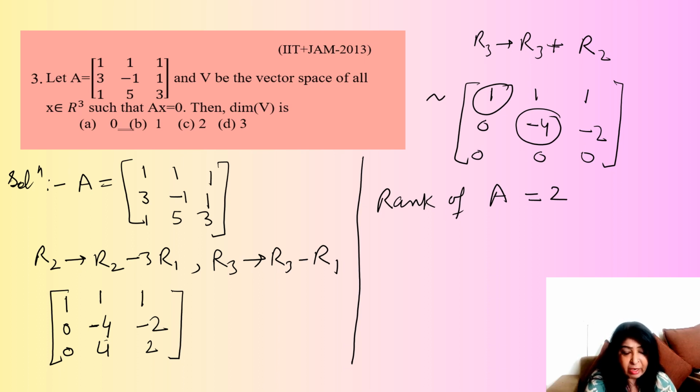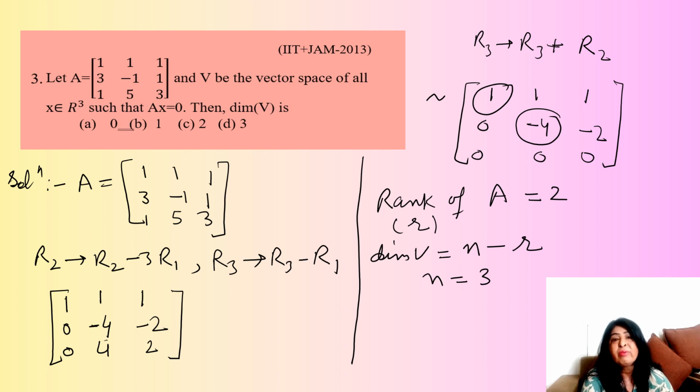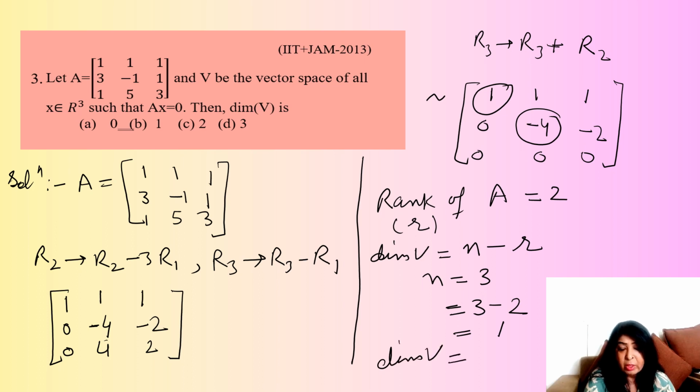Now we know that for a homogeneous system, dimension of V is given by n, order of the matrix, minus rank of the matrix. This is R. N is 3 because order of the matrix is 3. So what you will get? 3 minus 2, which is equal to 1. So dimension of V is 1. So answer B is correct. This is the answer. Clear?